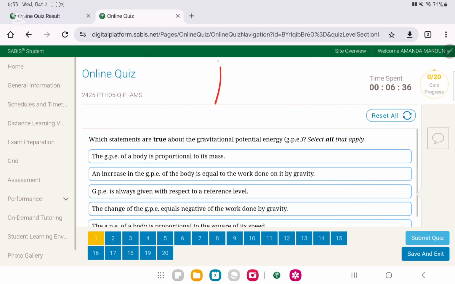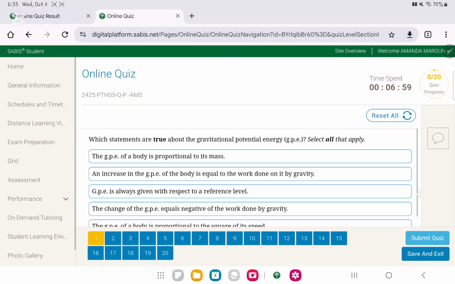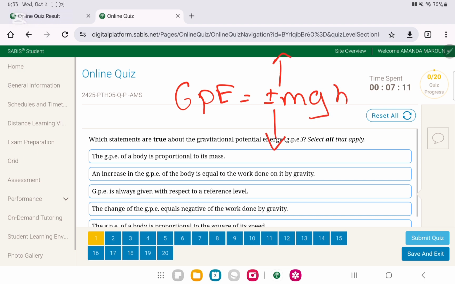So remember, if the direction is upwards from the surface, the GPE is positive, the gravity is negative. If it is downwards towards the surface, the GPE is negative, the gravity is positive. Now, what is the rule of GPE? GPE is equal to plus or minus mgh. The plus is if it's going upwards, the minus is if it's going downwards.